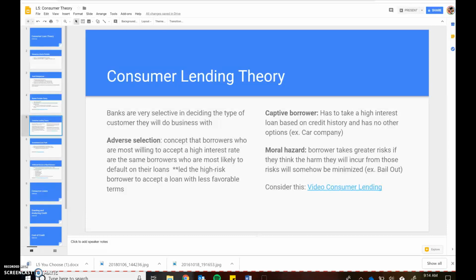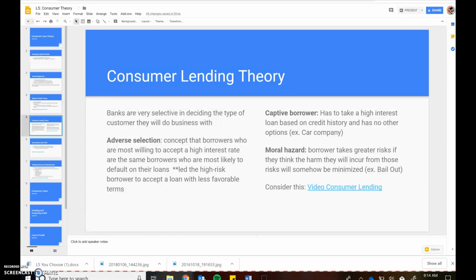Another thing I want to talk about is moral hazard. It occurs when a borrower takes greater risks if they think the harm they will incur from those risks will somehow be minimized. Think about early 2008 when the government intervened to rescue Bear Stearns. There was a great deal of concern whether other financial companies would continue to engage in high-risk behavior because they knew the government would provide a safety net if they got into trouble. Many would agree that to decrease moral hazard, the government should not intervene to rescue firms that engage in high-risk behavior.